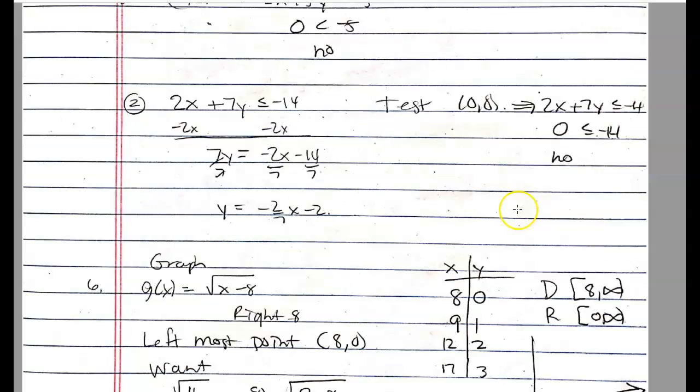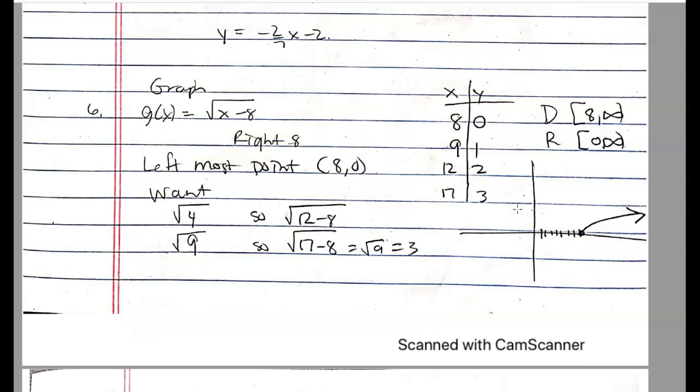Number 6 from the homework, this is still from chapter 9, was graphing a radical. Now, first of all, if you know the shape, that'll get you a point. Knowing the transformations will get it all the way right. This is a shift to the right. So my leftmost point is at 8, 0.